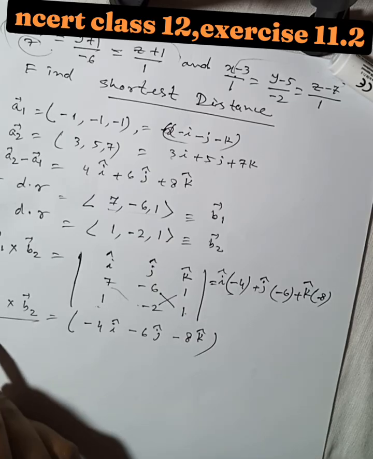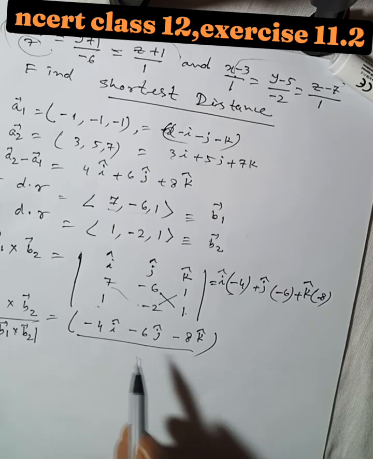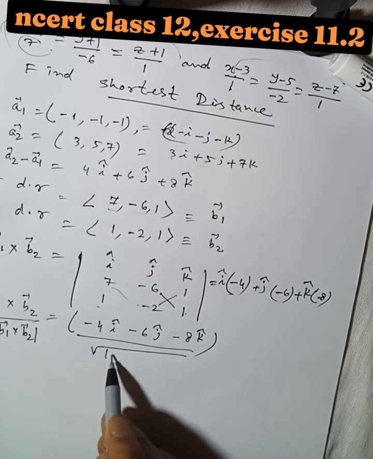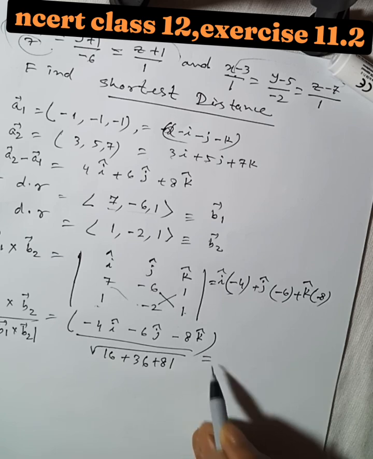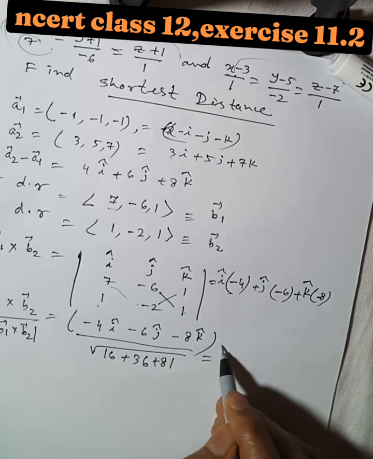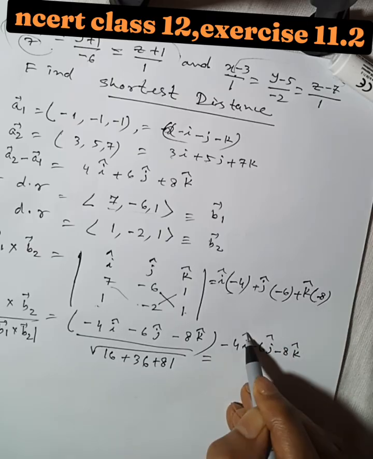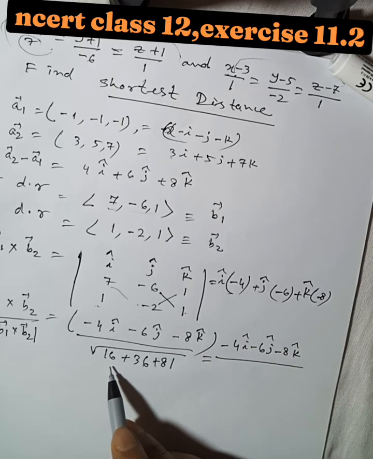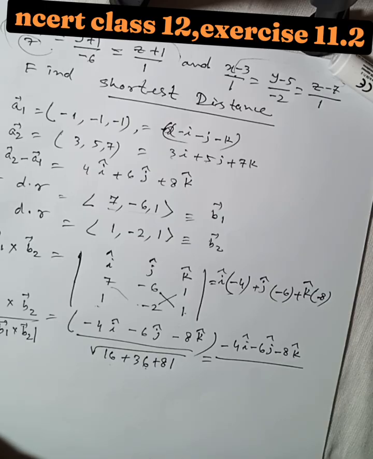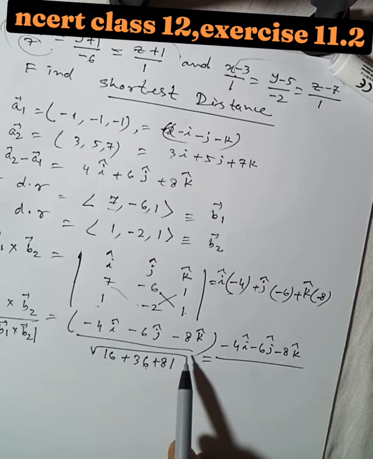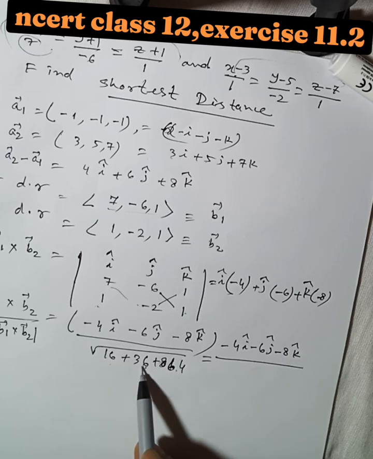Now find the unit vector. The modulus will be root over 4 squared, 16, plus 36, plus 64. So the unit vector is (minus 4i minus 6j minus 8k) divided by root over 16 plus 36 plus 64, that is root 116.